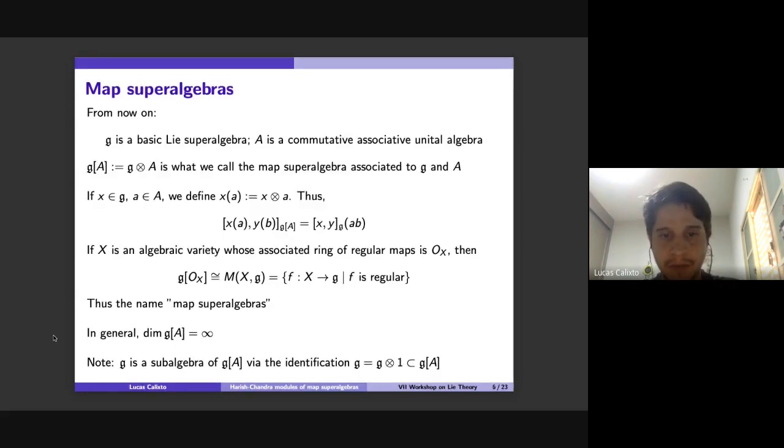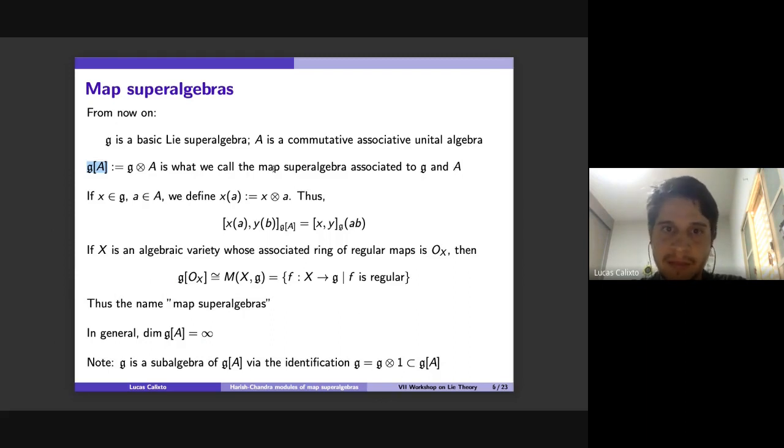So now let me introduce the main subject of the talk, which are the map superalgebras. From now on, g is going to be a basic Lie superalgebra, and A is going to be a commutative associative unital algebra. As I said in the beginning, everything is over the complex numbers. Now let's consider this space gA, which as a vector space is just the tensor product g tensor A. And this vector space is what we call the map superalgebra associated to g and A.